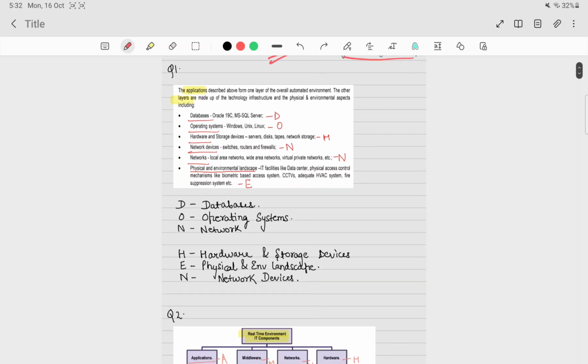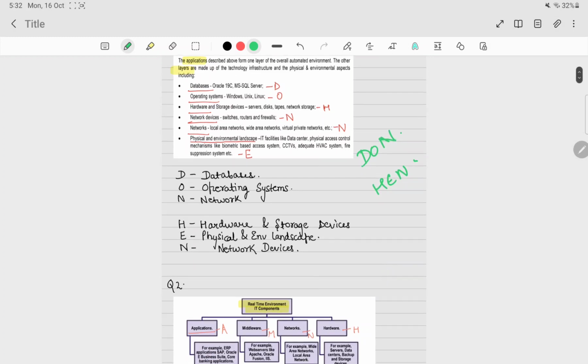You can remember the layers of application by a memory trick, that is DON, don, HEN, hen. So this is very easy to recall. From D you can remember databases, from O you can remember operating systems, from N we can remember network, from H we can remember hardware and storage devices. Everything is related to the application systems. From E you can remember physical and environmental landscapes. From N again you can remember, here it was network, here it is network devices.